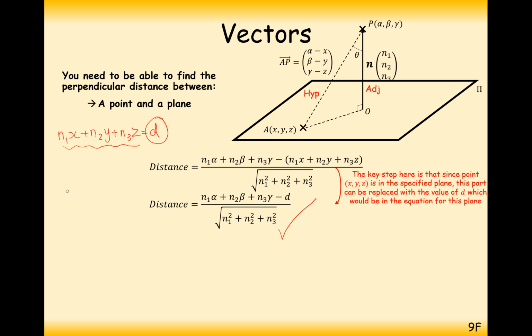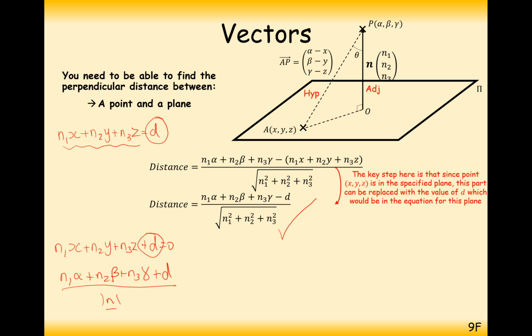In the formula booklet you'll see that the equation of the plane asks for it to be written like this, plus n3z plus d on the other side. So that's why in the formula booklet the formula is n1 alpha plus n2 beta plus n3 gamma plus d, because d has now been moved over to the other side, so it's no longer negative, it is now positive. Divide by modulus n. Okay, so that is the formula there.